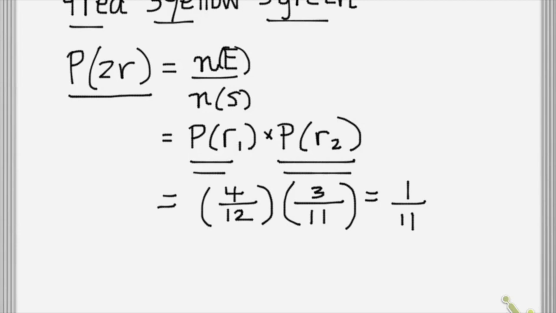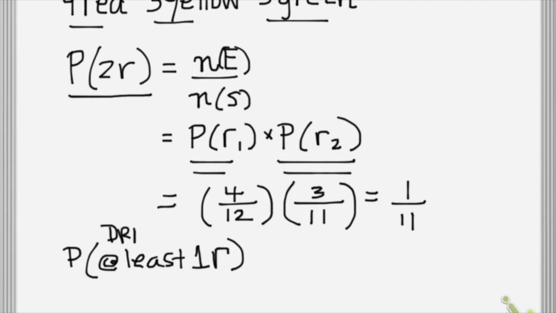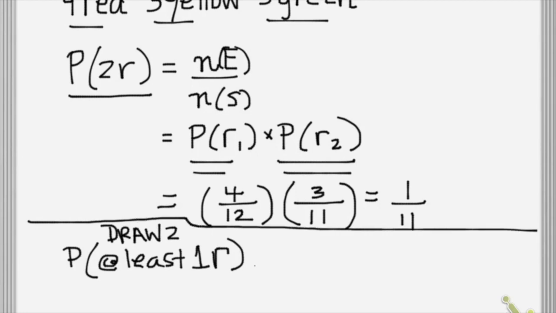So let's continue with this and say we're going to do the probability of at least 1 red. So we're still going to draw 2, and we're going to say what's the probability that at least 1 is red. So I could get 1 red, or I could get 2 red.